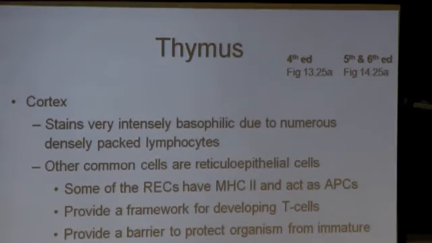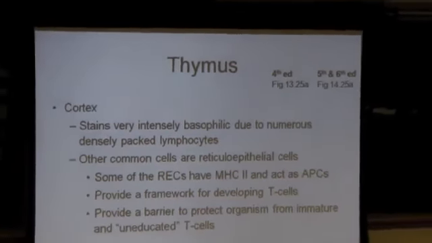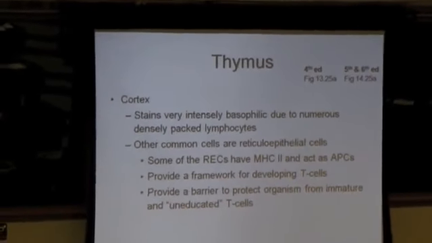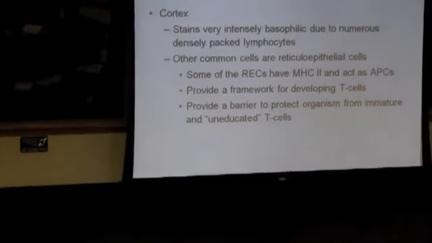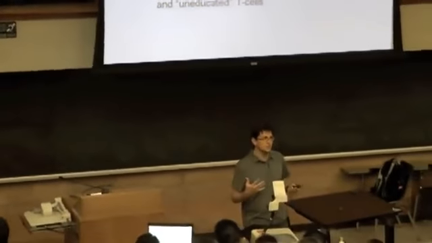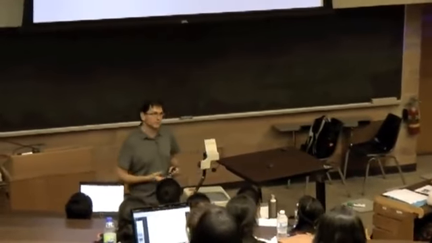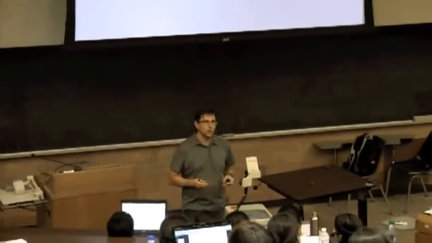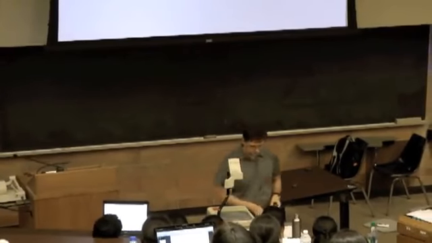So the cortex is packed with very densely packed, really immature lymphocytes, or thymocytes. These cells have no idea what they're supposed to be doing. They are fairly powerful. They are quite capable of causing damage, which is why you want to keep them separated from everything else. The cortical region is really all about isolating these thymocytes from everything else.